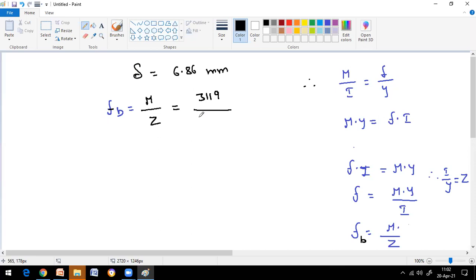Can you tell me what is the section modulus of a circular section? Even the open coil helical spring is a circular section. Z is equal to I by Y. What is the moment of inertia of a circular section? Pi d power 4 by 64. What is Y? D by 2. Solve this. What will you get?